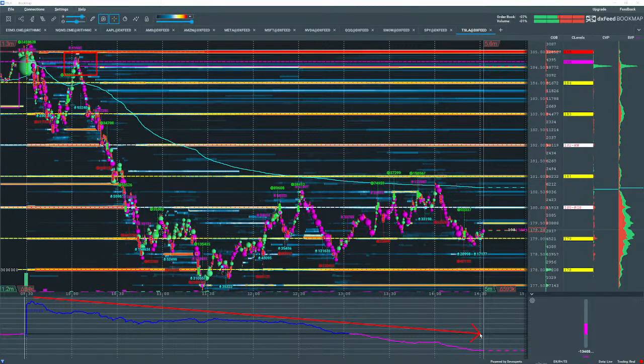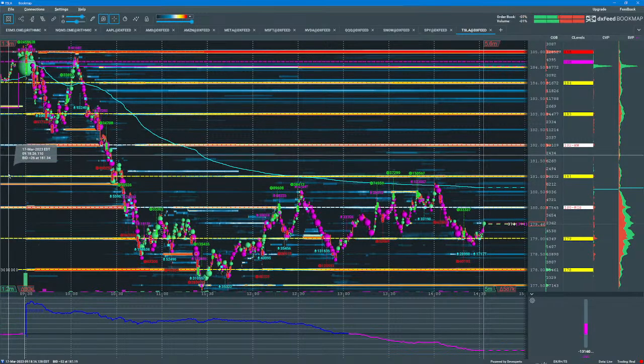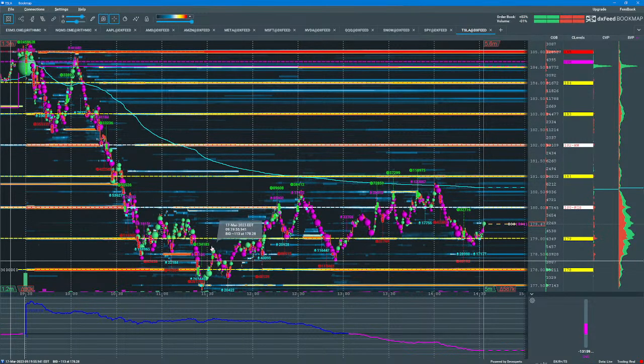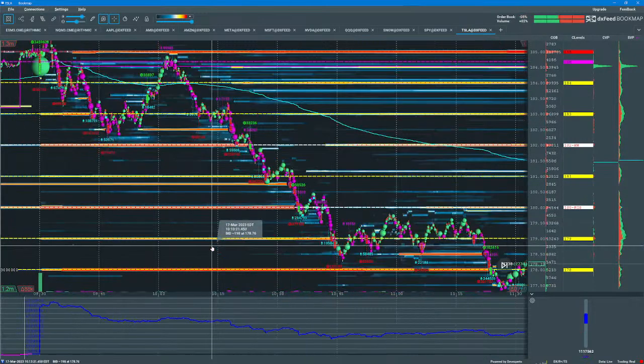And cumulative volume delta has been decreasing all day. And the shift in order flow here is not quite as apparent as some of the other stocks that we looked at. Let's zoom in on the morning session.